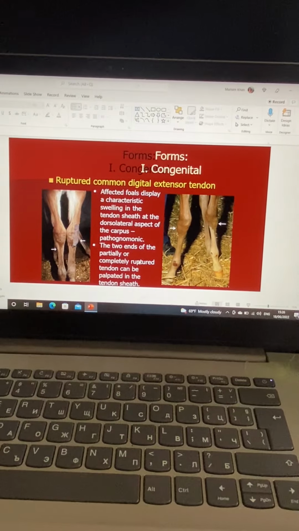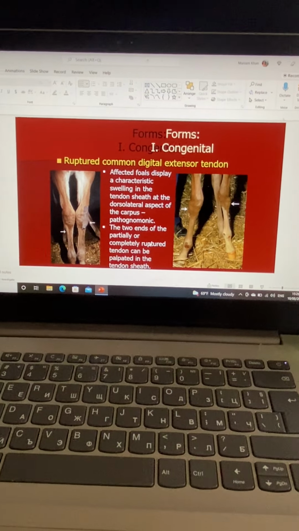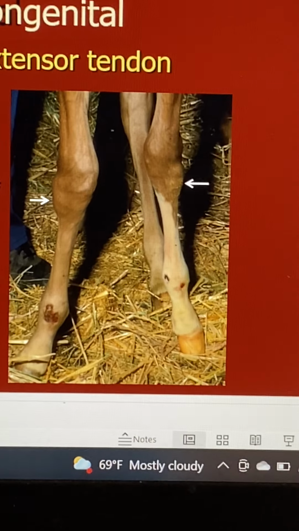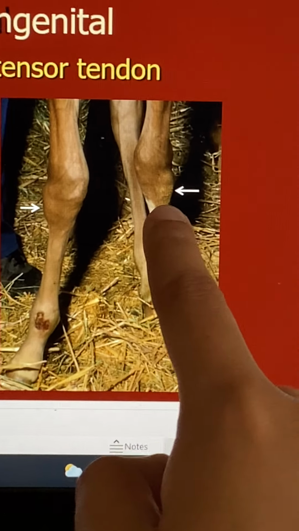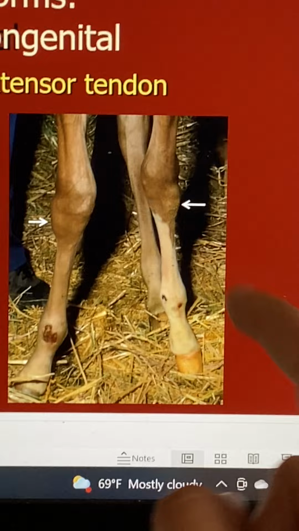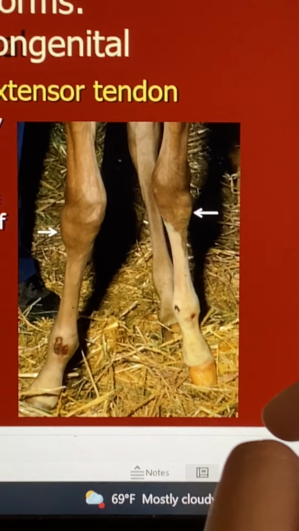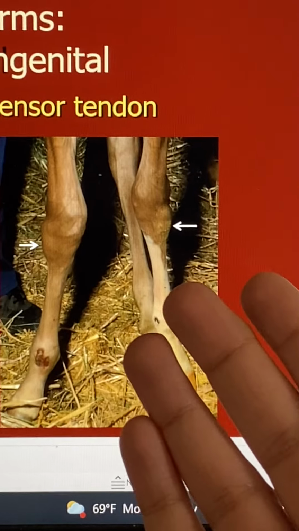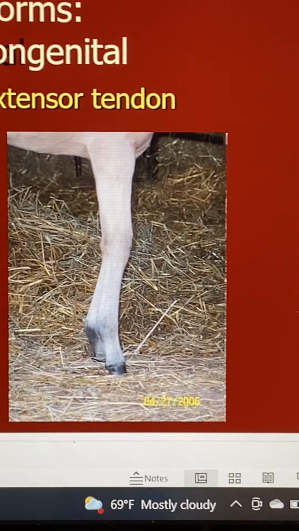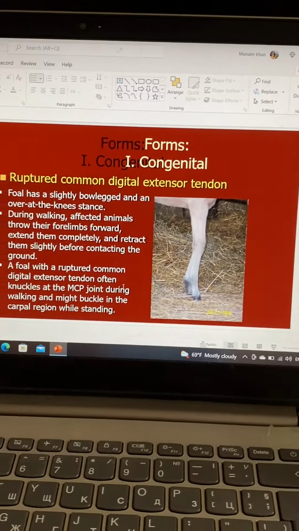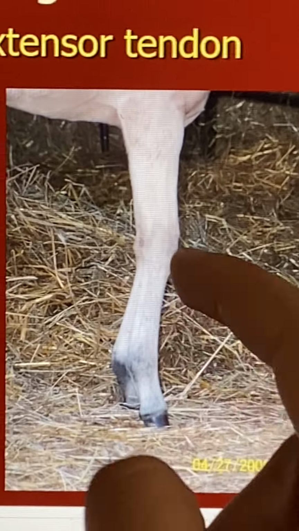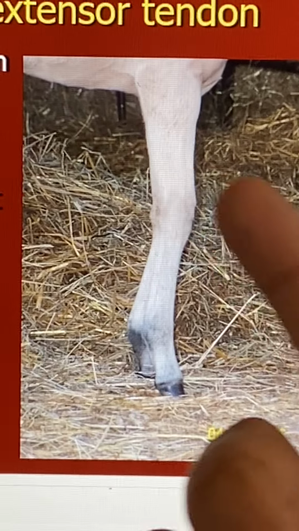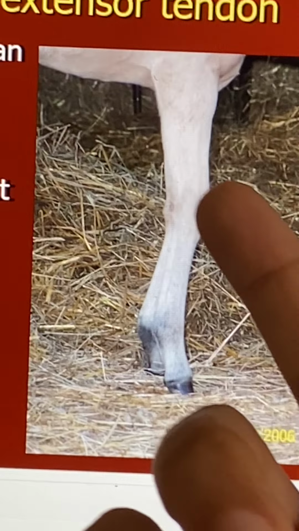This is showing you a ruptured common digital extensor tendon. What does that look like? Affected foals display characteristic swelling in the tendon sheath. I don't know if it's very obvious. On the dorsal lateral aspect, the outside of the carpus, the two ends of the partially or completely ruptured tendon can be palpated in the tendon sheath. Again, this is a ruptured common digital extensor tendon. So the foal will appear bow-legged with an over-at-the-knees stance.